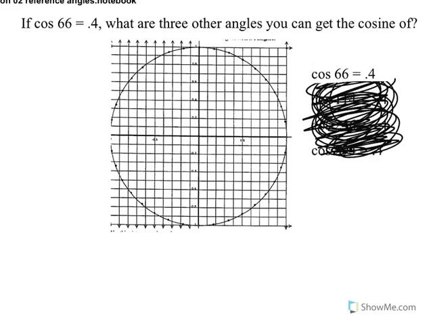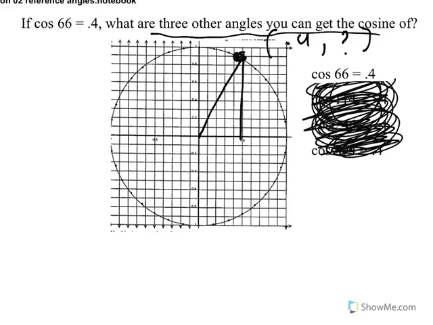So this question says, if we're told that cosine 66 equals 0.4, here's 10, 20, 30, 40, 50, so somewhere around there. That's the 66 degree point. And to say cosine 66 equals 0.4 means that the x-coordinate of this point is 0.4. It doesn't even matter what the y-coordinate is. And the question is, what other three angles can you get the cosine of?